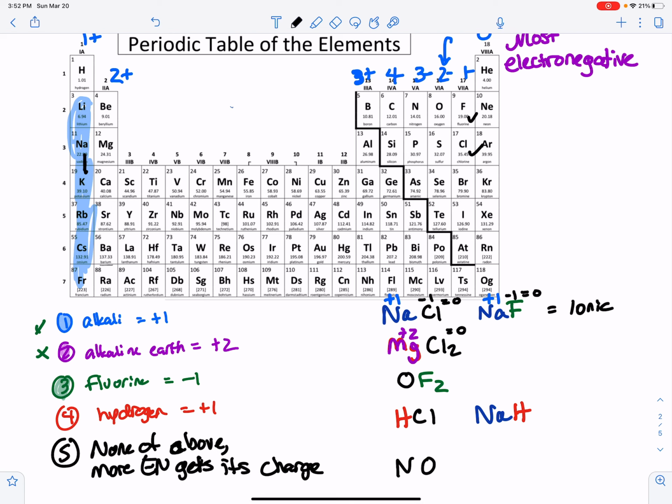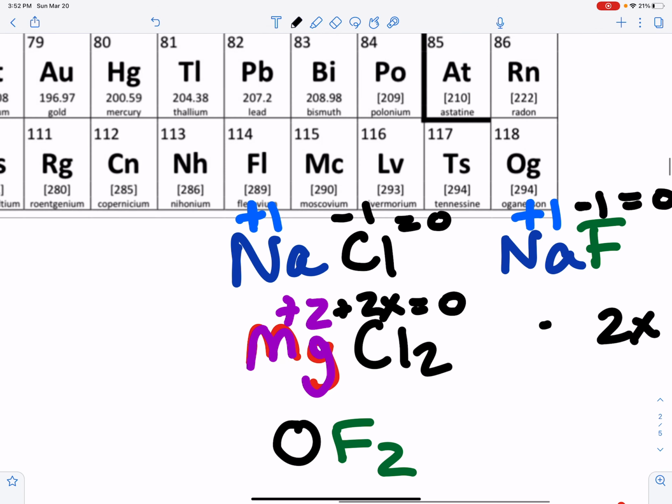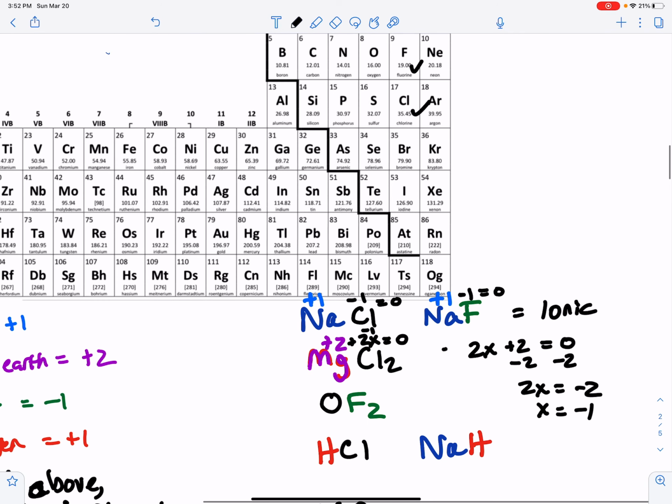So if we're trying to figure out this one, it's like saying 2x, I'm going to put the +2 on the side of the 2x. A lot of people like that way. I'm going to subtract the 2 from both sides. So I have 2x equals -2. So x equals -1. So what that means is that each of my chlorines has a value of -1. Again, when you look at that, you're probably like, but that's what chlorine would have had. It would have been -1 anyways. Why are we doing this? Okay, well, again, that's an ionic compound, and that's why it happens like that.